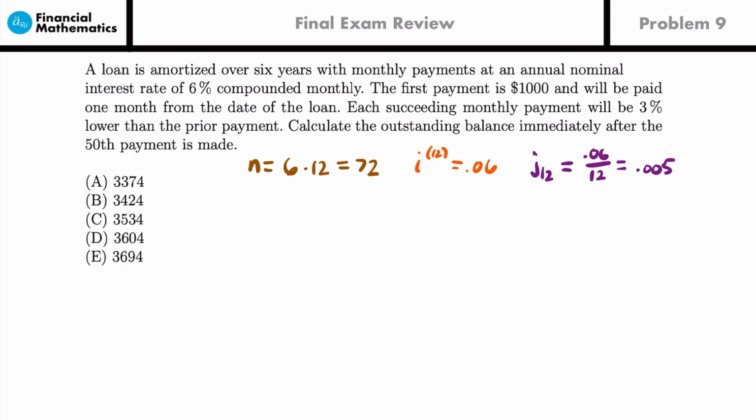If it was convertible quarterly, we would have to do some extra work to get the monthly effective rate. We wouldn't just be able to divide by 12. Since these numbers both match, 12 and 12, we're good to go. We can divide that by 12 to get the effective rate.